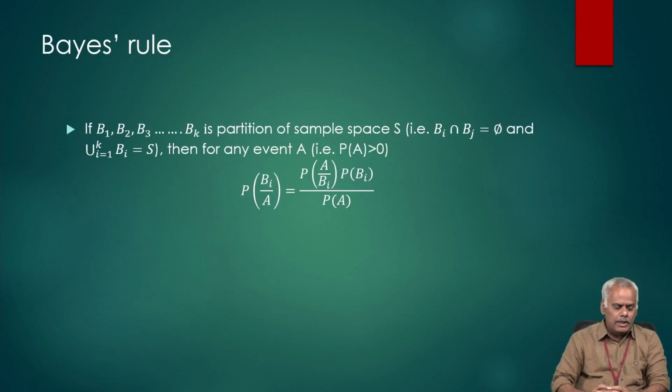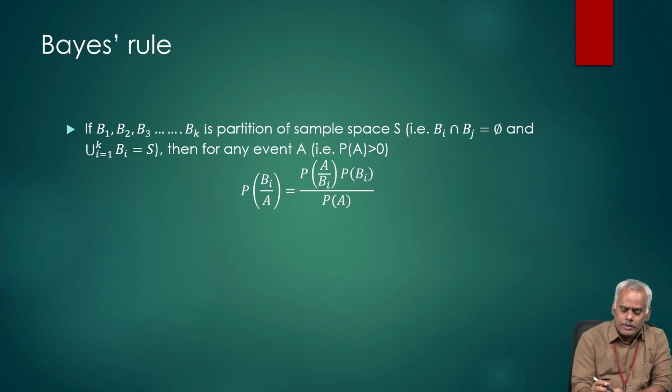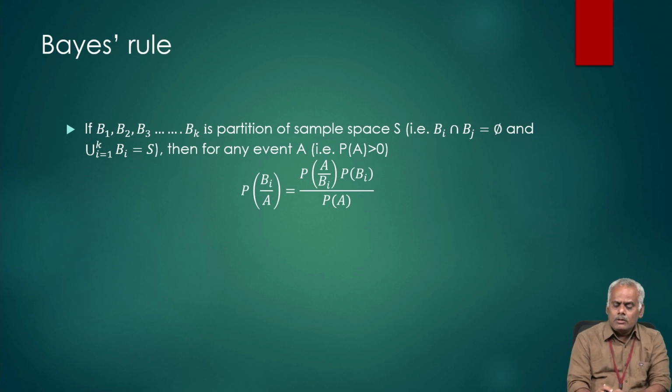Now finally, Bayes' theorem allows us to reverse conditional probability. It helps update beliefs with new evidence. So what is Bayes' rule? Again, if B1, B2 up to Bk is a partition of sample space, then for any event A, so what is Bayes' theorem? What is the difference between law of total probability and Bayes' rule?